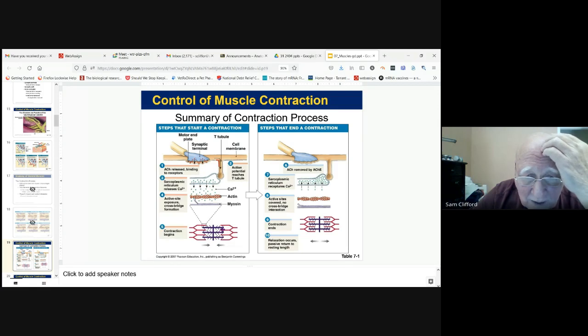and the actin on either side of the myosin has the myosin heads pivot and pull the actin to the center of the sarcomere. Then acetylcholinesterase is an enzyme that breaks down acetylcholine. Once the channels are closed again, the active sites are covered on the actin and the muscle relaxes and contraction ends.